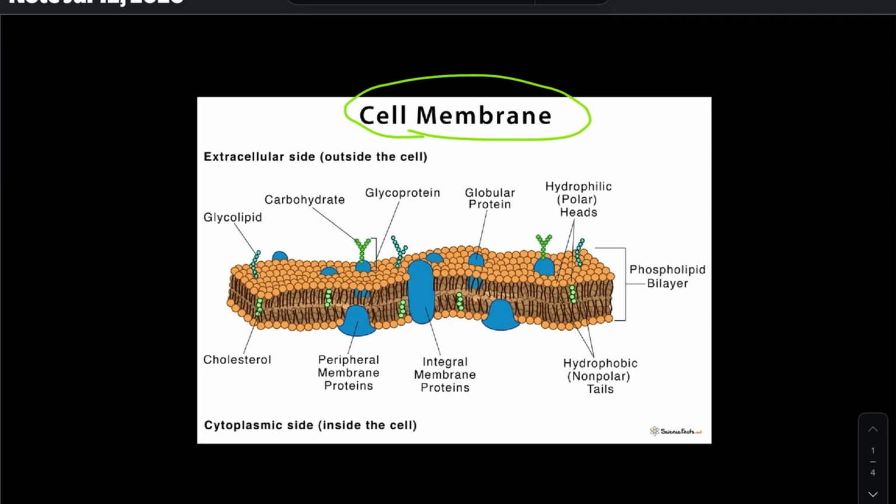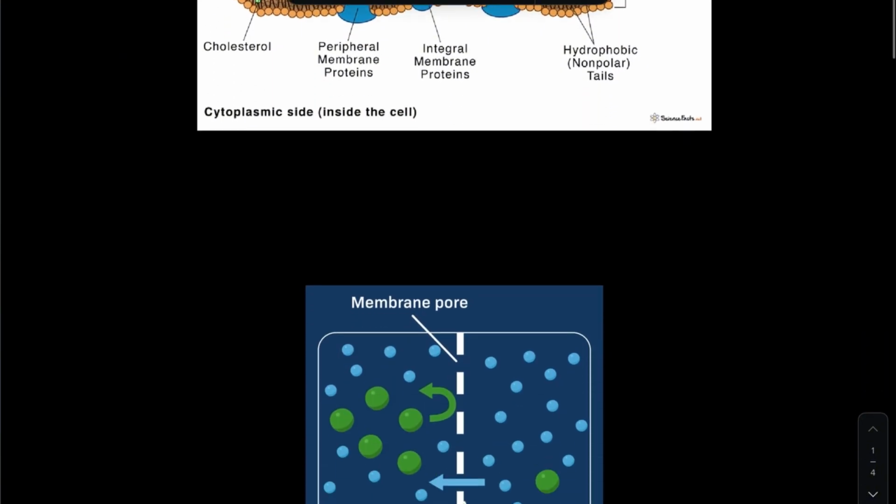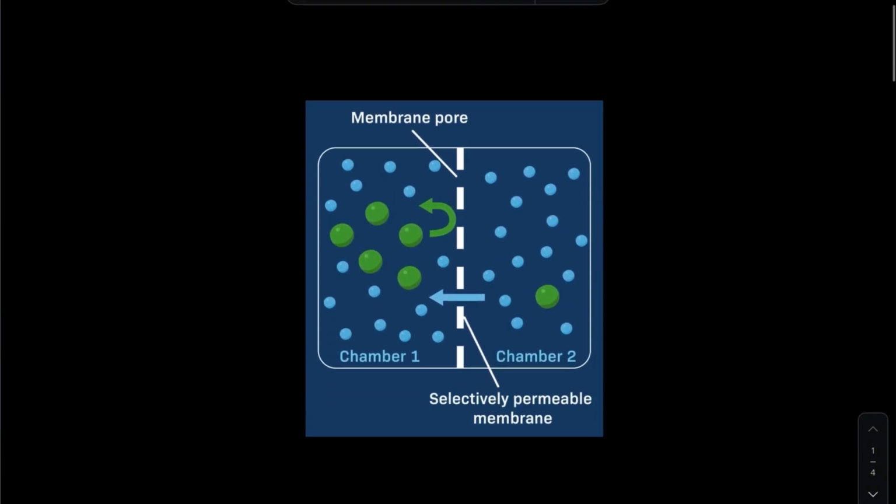The plasma membrane forms the boundary between the cell and its external environment. Although it's extremely thin, it performs several critical functions. It protects the cell, regulates the movement of material, allows cells to communicate with one another, and helps maintain the stable internal condition necessary for life. One of the most important ideas in biology is that the plasma membrane is selectively permeable.